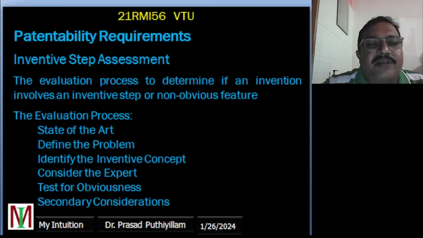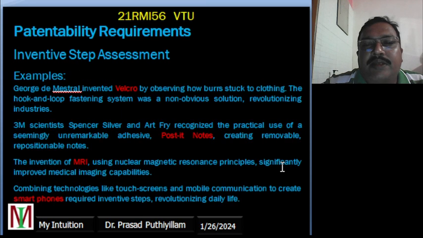Test for obviousness: again, check with the existing knowledge whether any inventive steps are missing, that you have to test. Secondary considerations like commercial success, whether such articles are already available, and unexpected results, whether it supports the inventive step as discussed earlier, also need to be checked. Examples are very important to explain these terms.